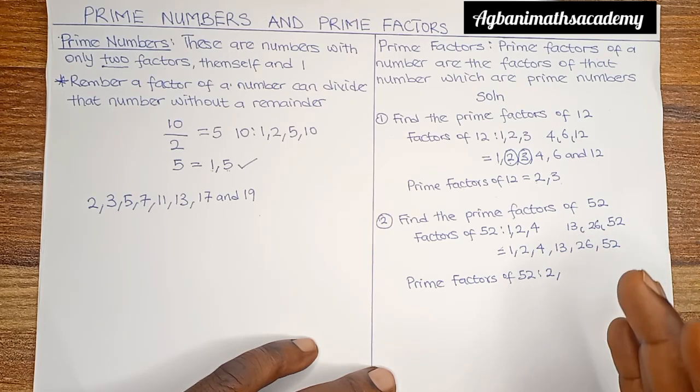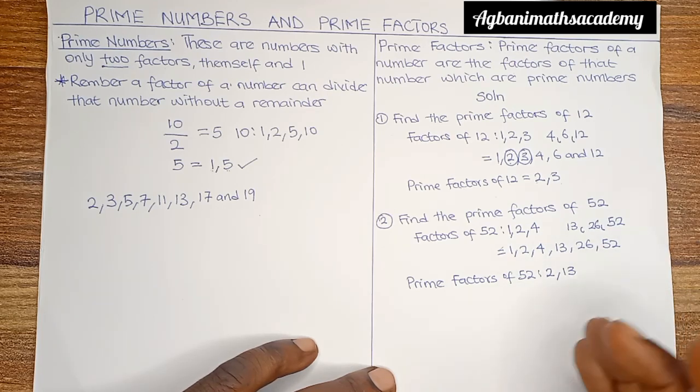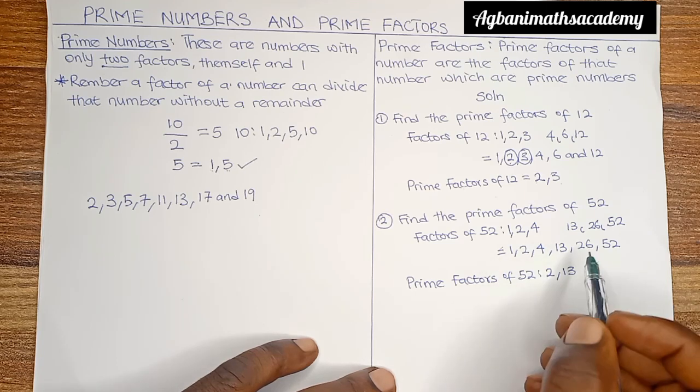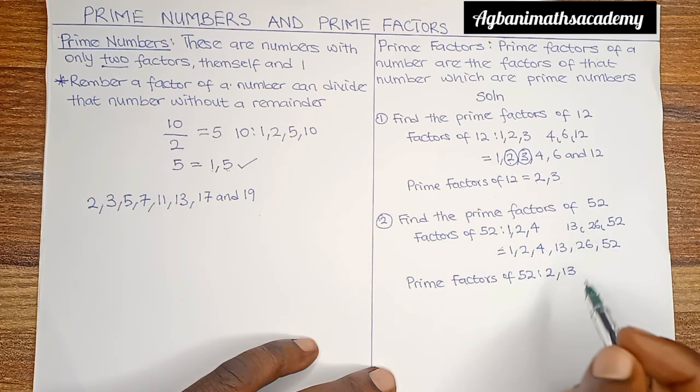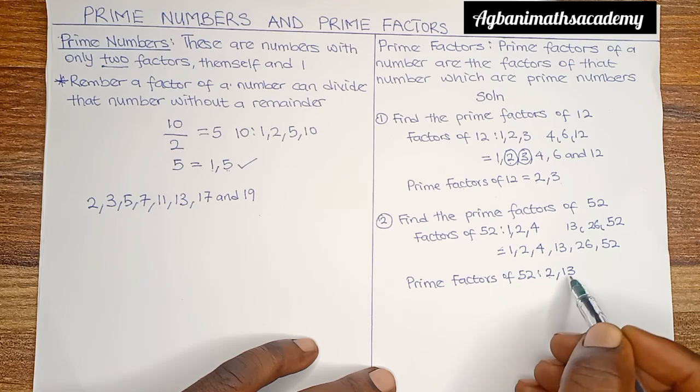Is 13 a prime number? 13 is a prime number. So 13 qualifies as a prime factor. What about 26? 26 is not a prime number. It has more than 2 factors. Therefore, 26 is not a prime number. And of course, 52 is not a prime number. This means the prime factors of 52 are 2 and 13.